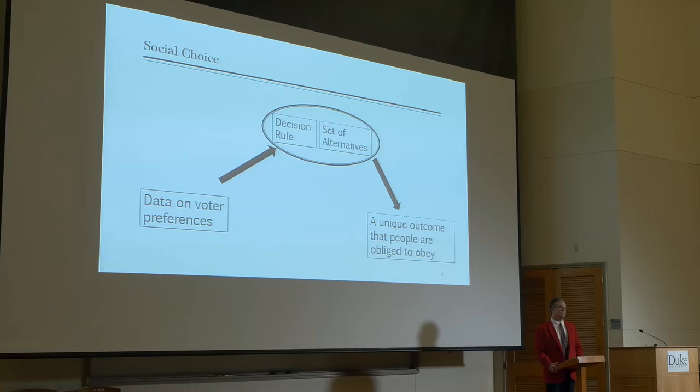Here's the how-do-we-choose-rules problem, and we want to get a unique outcome. Arrow's theorem says that if you want a certain set of ethically desirable properties, the only decision rule that satisfies all of those is dictatorship. Democracy, therefore, is always flawed in the sense that at least one of those desirable properties that Arrow lists has to be violated. Dictatorship can solve them, but then it's not a democracy.